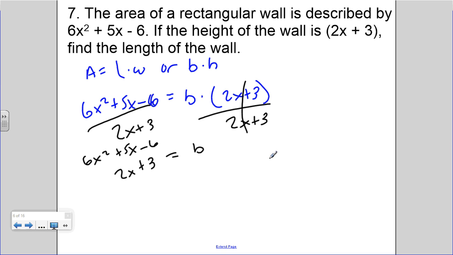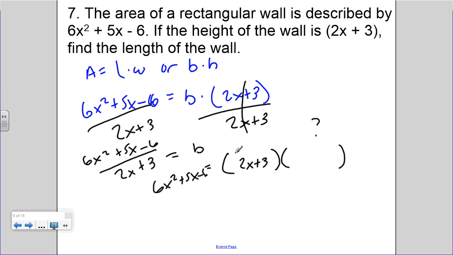Okay, so that's supposed to be divided. So we're missing a factor. We know that one factor is 2x plus 3. We have to figure out what would be in the other parentheses. And our result has to be 6x squared plus 5x minus 6.